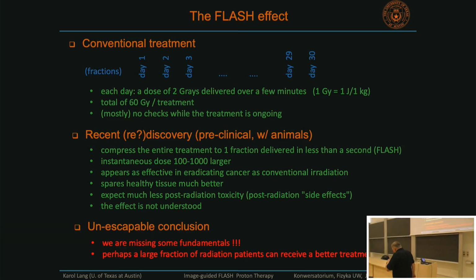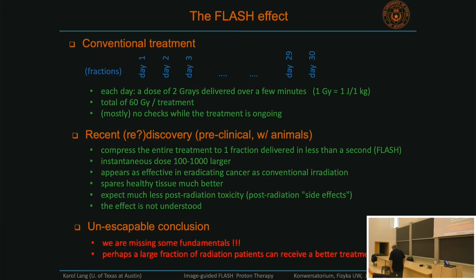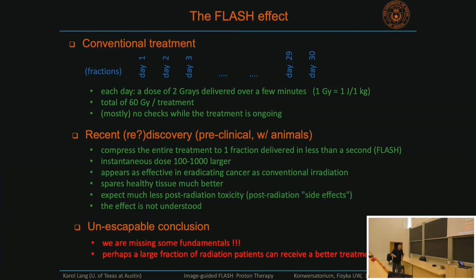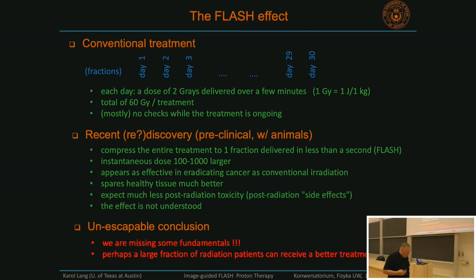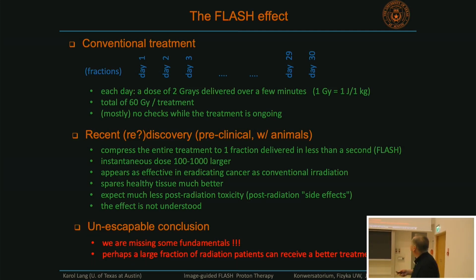Now, there's one important subject that now essentially occupies our thoughts most of the time, which is called the flash effect. Now, I need to spend a little bit of time, but I'll try to be fast. So, in conventional treatment, as I told you, there are about 30 treatments day by day. It's about 2 grays per day. 1 gray is 1 joule per kilogram.